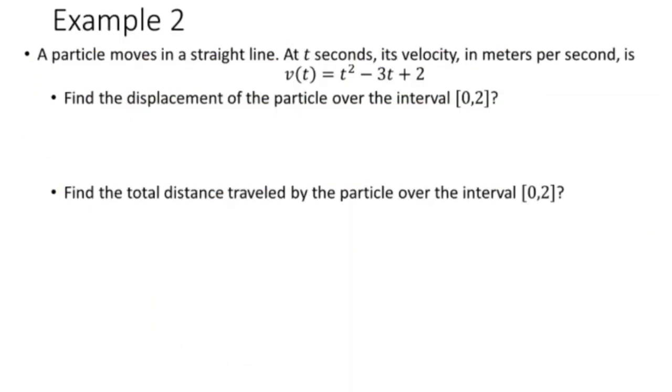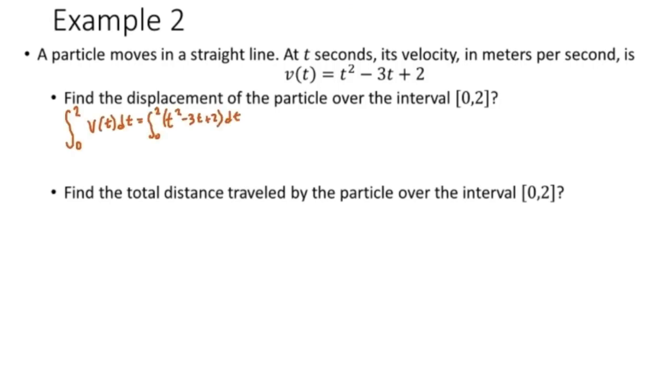Suppose a particle is moving in a straight line. At t seconds, its velocity in meters per second is v of t equals t squared minus 3t plus 2. First, we're going to find the displacement of the particle over the interval 0 to 2. We can do this by finding the integral from 0 to 2 of v of t dt.